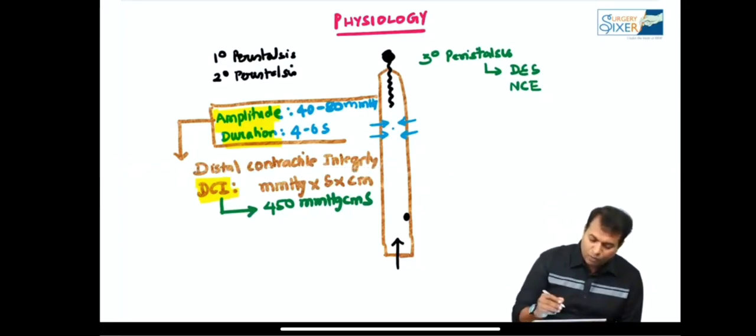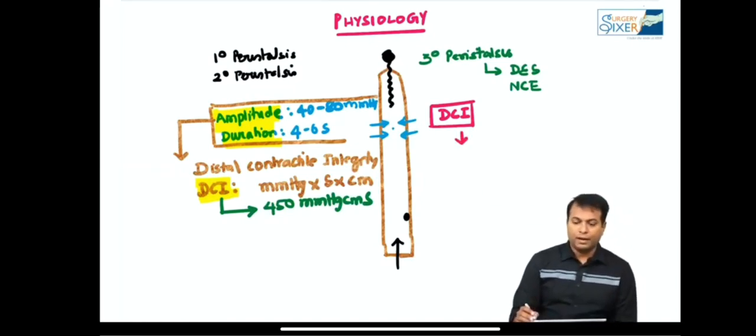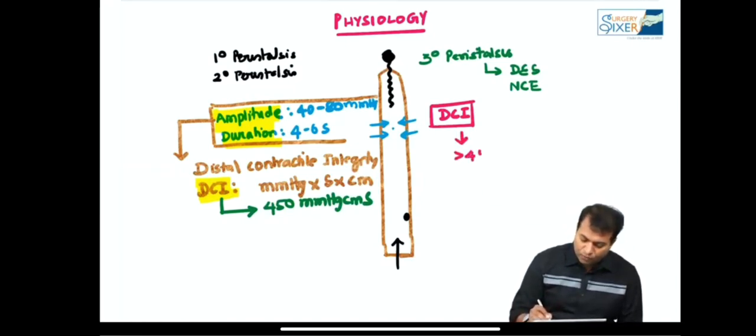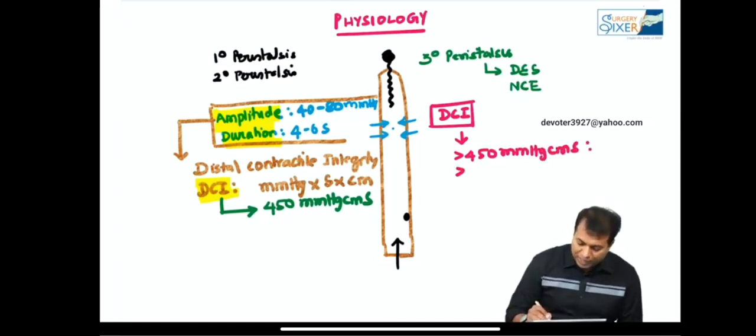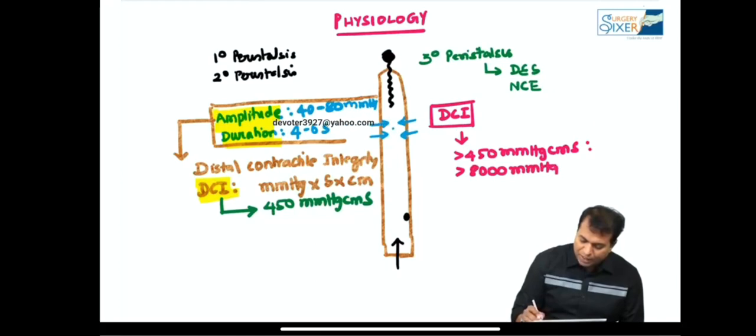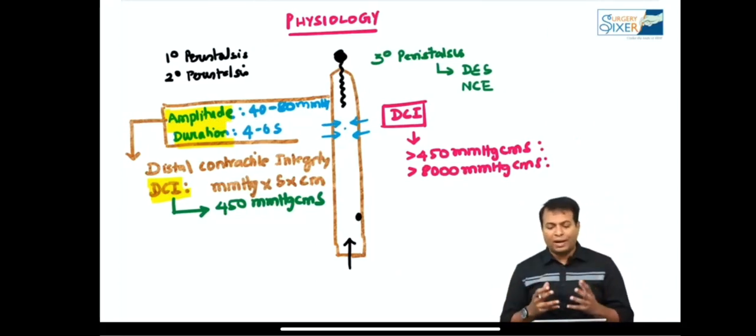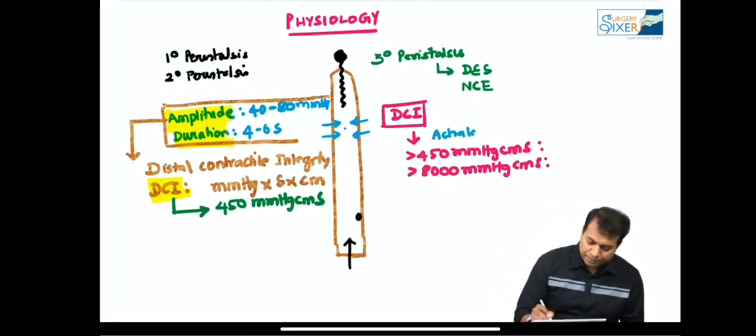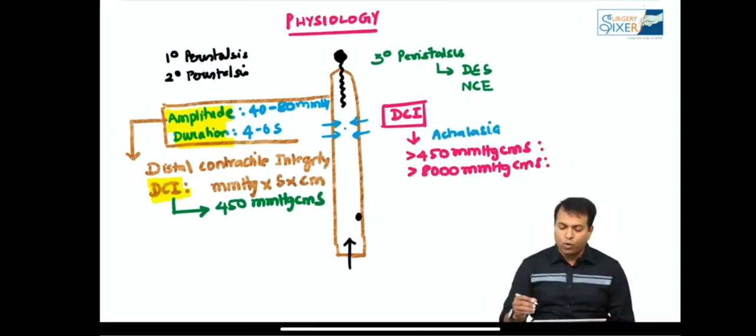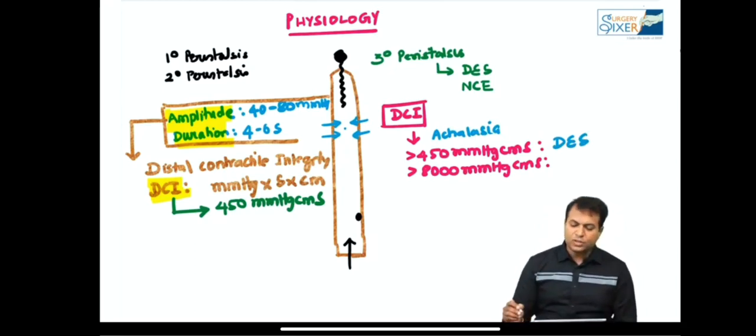Now if you measure distal contractile integrity, in which condition is DCI decreased, in which is it more than 450 millimeters mercury centimeters second, and in which is it more than 8000? This is an expected question from Bailey and Love. DCI will be decreased, even up to 100 or 200, in achalasia cardia. DCI is increased above 450 millimeters mercury centimeters second in diffuse esophageal spasm.